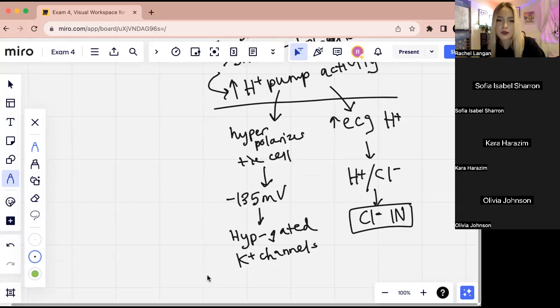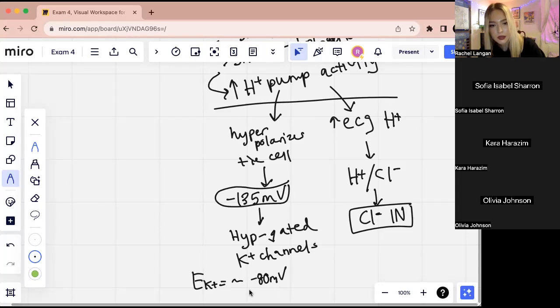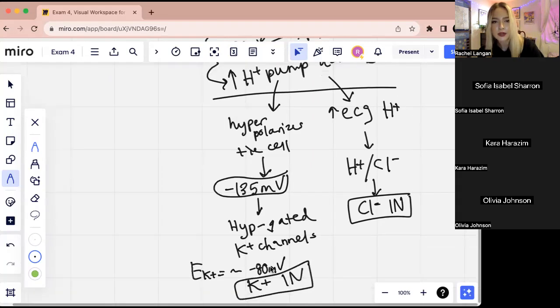And then in normal physiological conditions, the equilibrium potential for potassium is maybe around negative 80 millivolts. So if the membrane potential is negative 35, that's going to cause a large electrochemical gradient for potassium to move inwards. So potassium is going to move in because potassium wants the membrane at negative 80, and instead it's very much below that.